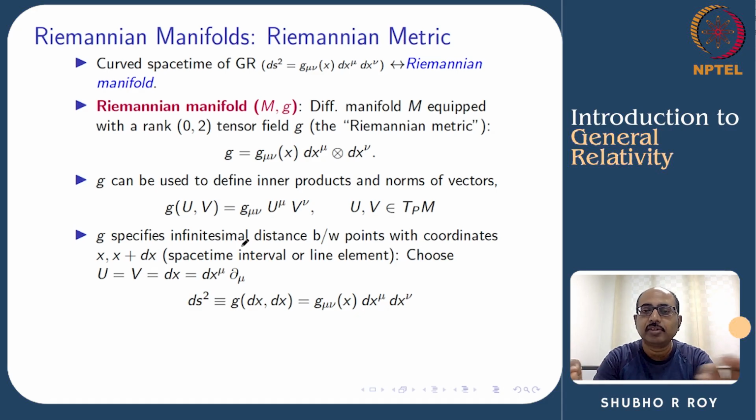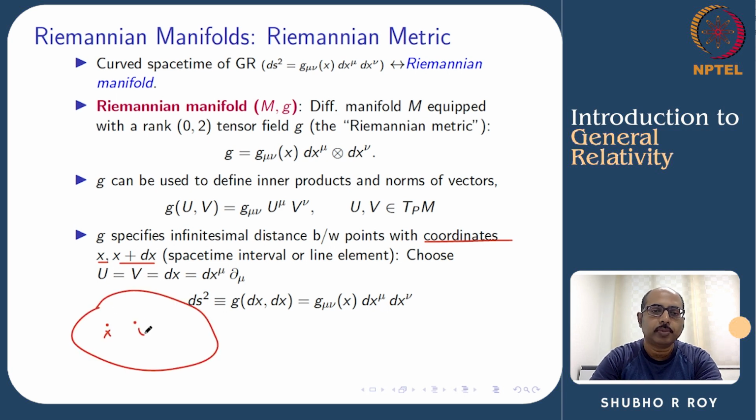Another thing which happens is that because of the metric, one can introduce an infinitesimal distance between points. Consider two points with coordinates x and x plus dx. Let me just draw a little bit. Two points whose coordinates differ by an infinitesimal amount. This is a coordinate patch in which both points lie. Now, I can always define a displacement vector, which I've defined here, dx, whose components are dx, and the basis element is the same as for the tangent space.